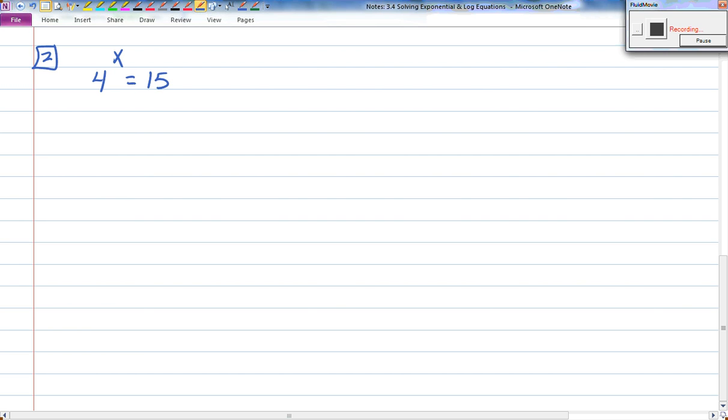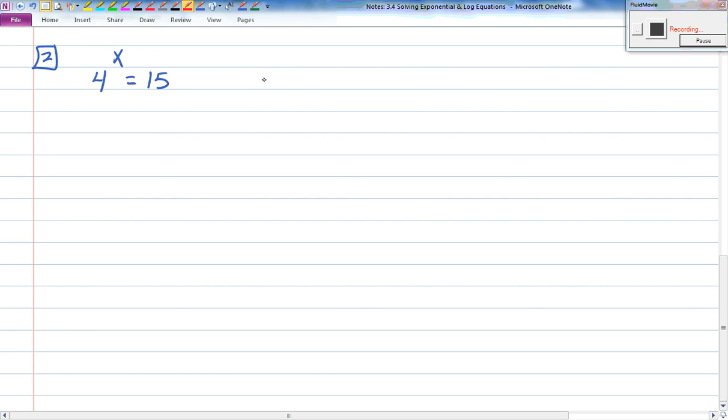There's no base? Well, there's a base there, yeah. Yeah, there's no common base, right? 4 and 15 don't have a common factor that we could write their bases as. Okay, so what do we do? So, is there any way we could change this from exponential to log? Yeah, what do you think? If you did log base 4 of 15 is x.